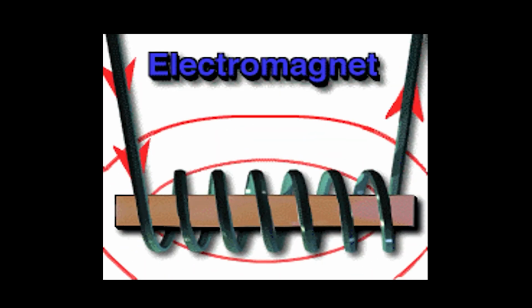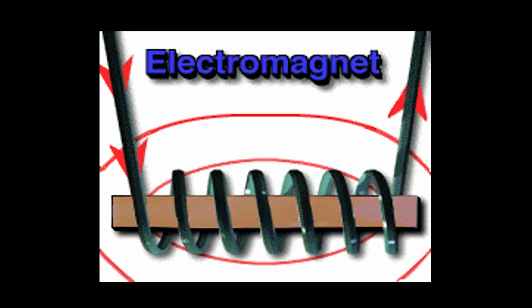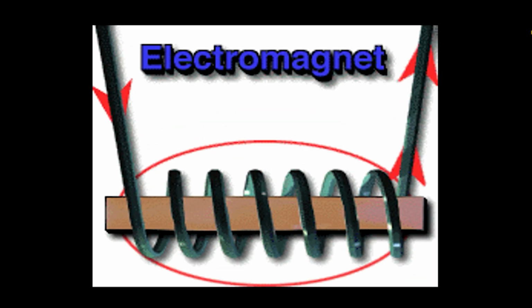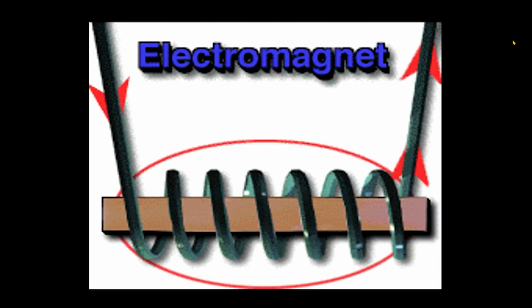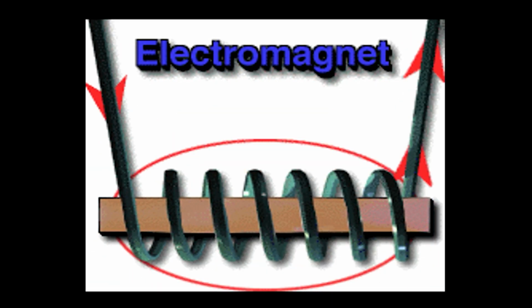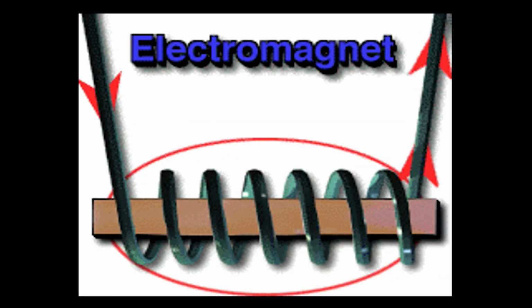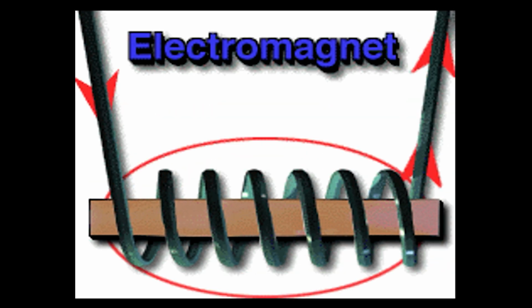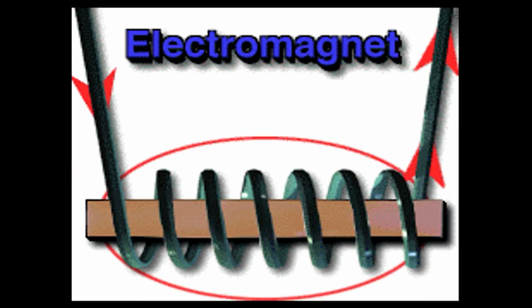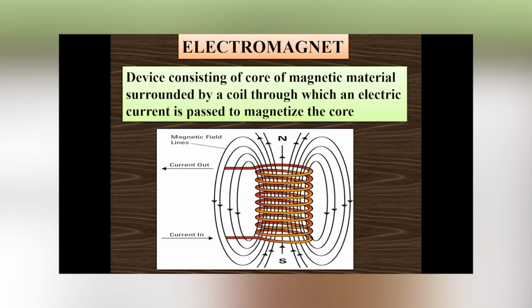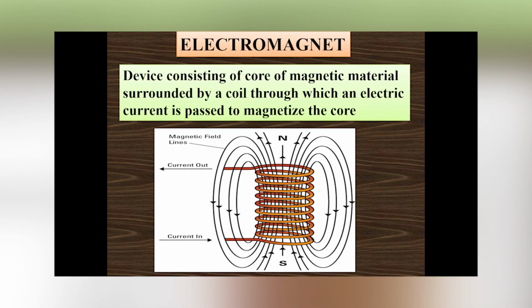Is it possible to create a magnet? Yes, of course. We can create an artificial magnet with the help of electricity, and such magnets are called electromagnets. That is the topic of our talk today. We are going to learn about electromagnets, how they came into origin, the principle behind them, and a few applications in a brief manner. First, let us see the definition of an electromagnet.